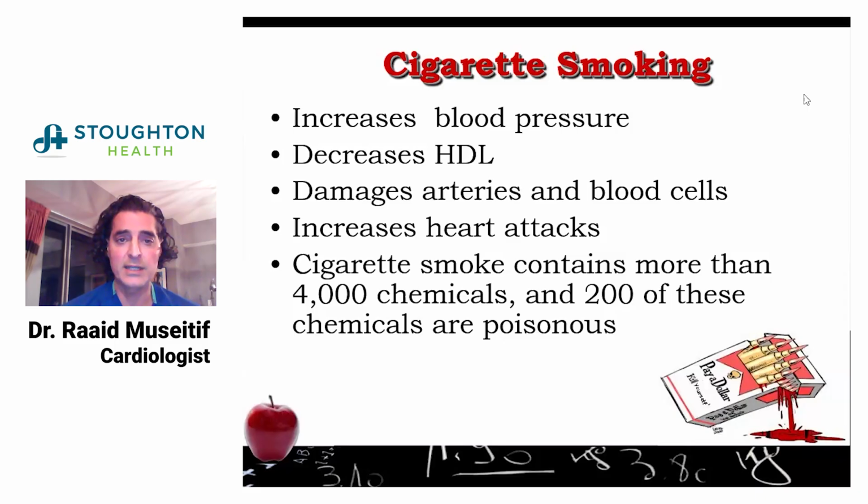H, you want as high as you can get. HDL goes around your body and cleans out fat like liquid Drano, and cigarette smoking decreases it. Smoking itself causes inflammation, and it damages our arteries. And when the arteries are damaged, more fat can sneak inside there and cause more blockage. Smoking increases heart attacks. Cigarette smoke contains more than 4,000 chemicals, and 200 of these chemicals are poisonous.